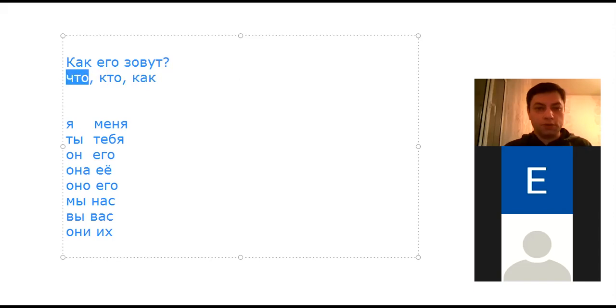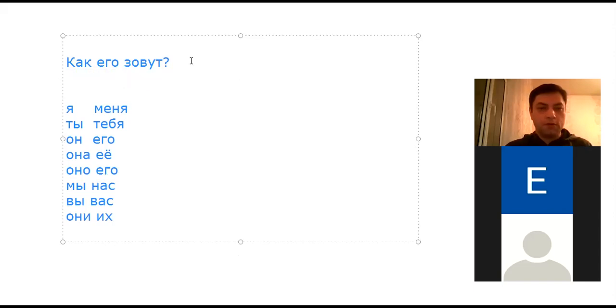So here we use the question word как, and you can now create this sentence for every pronoun, for each one of the 8 pronouns. What is your name? What is his name? What are their names? Как вас зовут? What is the name of you guys? This is plural. Как их зовут? What are their names?